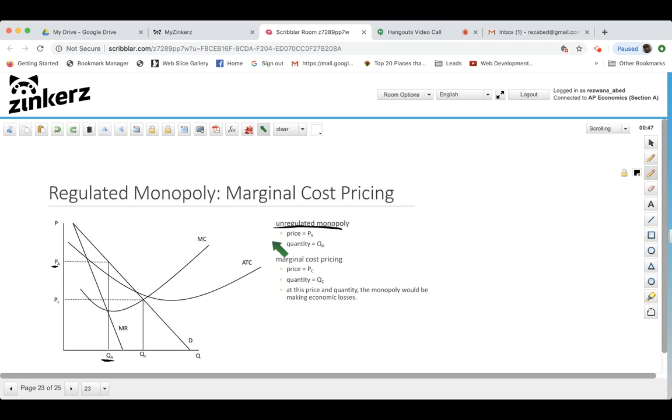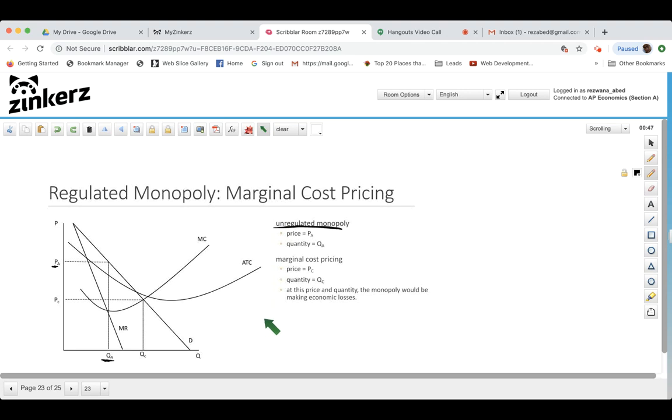So if this is an unregulated monopoly, as I was saying, they're producing QA and charging a price PA, but this is not really socially optimal. So the government will come in and say, hey, natural monopoly, hold on a minute, you're not producing as much as we would like you to. You're not really providing electricity to as many people as we would like. So here is what you're gonna do.